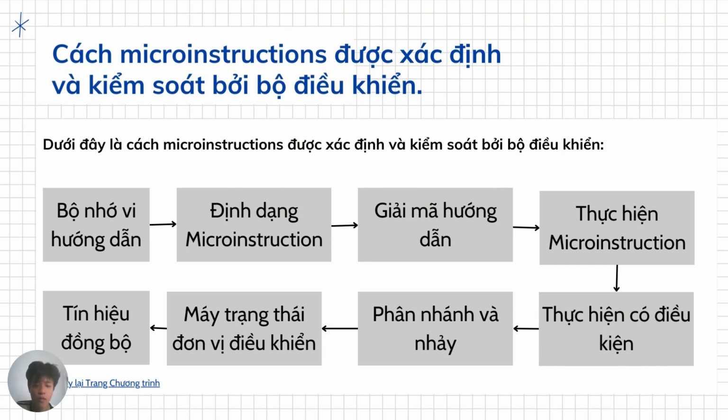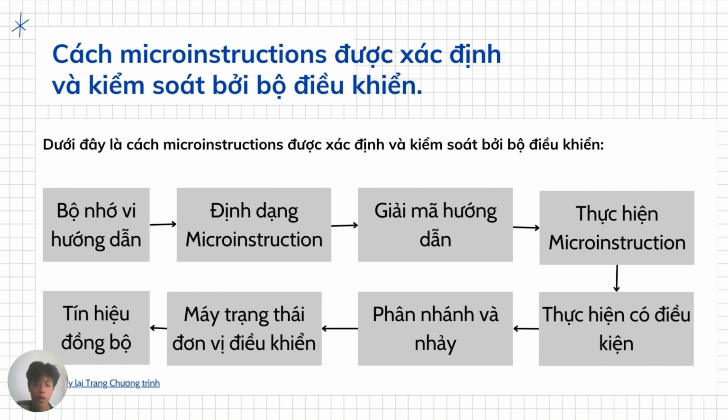Tiếp theo là thực hiện có điều kiện. Một số vi lệnh bao gồm mã điều kiện hoặc là cờ được đặt dựa trên kết quả hoạt động. Bộ điều khiển có thể sử dụng các cờ này để đưa ra quyết định và xác định vi lệnh nào sẽ thực hiện tiếp theo, cho phép thực hiện có điều kiện.